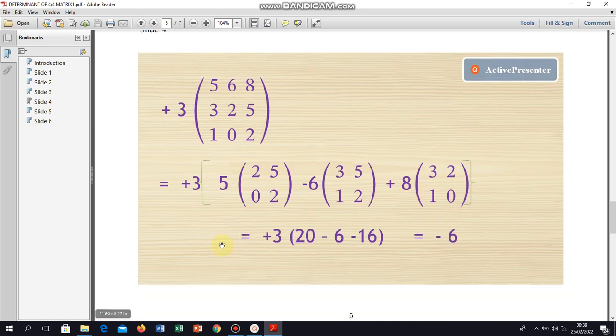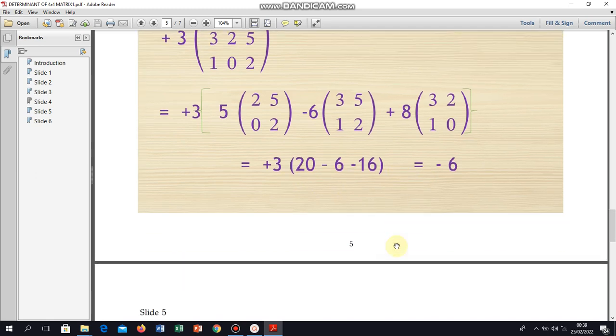And now here we move on again to get the determinant. So it is 2 times 2, 4. 4 minus 0, of course, it is 4 times 5, 20. We are having minus 6. 3 times 2, it is 6. 6 minus 5, 1 times negative 6, you get negative 6. We are having again 3 times 0, 0. 0 minus 2, of course, it is negative 2 times 8, negative 16. When you add up this, you get negative 2. Negative 2 times positive 3, that is negative 6.